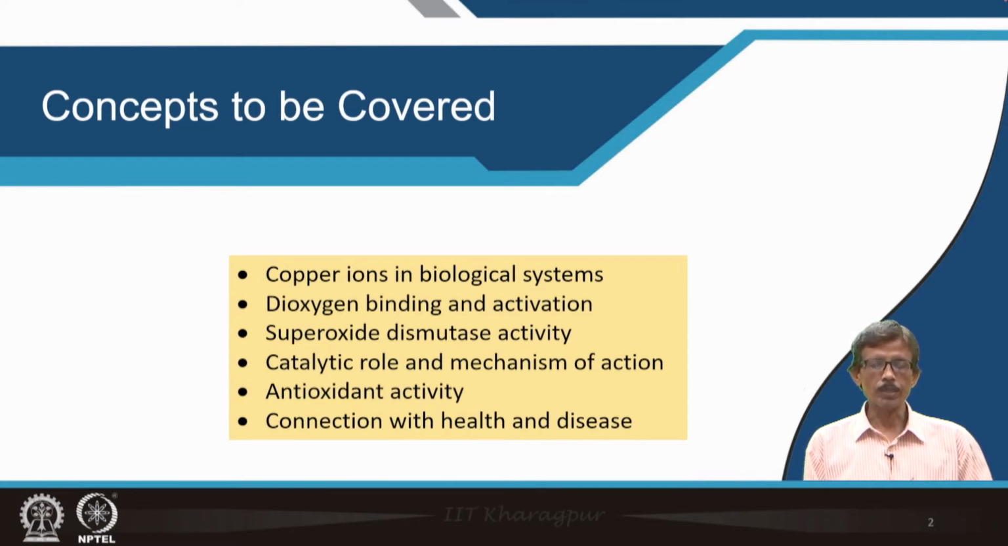Then the last part of this lecture will be for your SOD, SOD 1, 2, 3 etc. Then what are the mechanisms of action when we find that it is a catalyst for the dismutation reaction involving the superoxide anion, which is basically functioning as an antioxidant activity, because the superoxide is under the class of ROS molecules, which is your reactive oxygen species. Then finally, we should see also how these are all related to human health and human diseases.